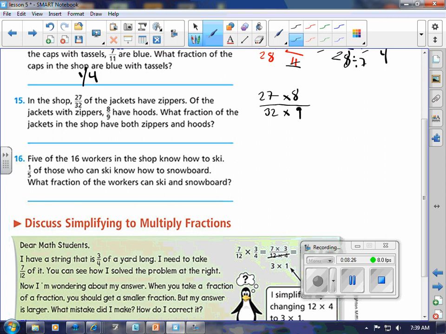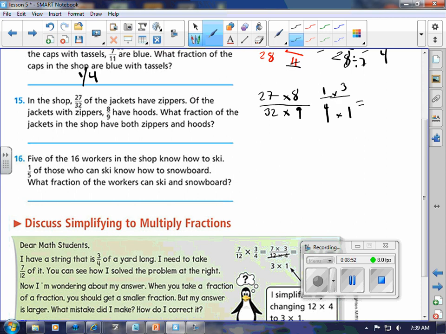Hopefully you're seeing that 32 and 8 have something in common. I can divide each one by 8. If I divide 8 by 8, I get 1. If I divide 32 by 8, I get 4. 27 and 9 have 9 in common. When I divide 9 by 9, I get 1. When I divide 27 by 9, I get 3.